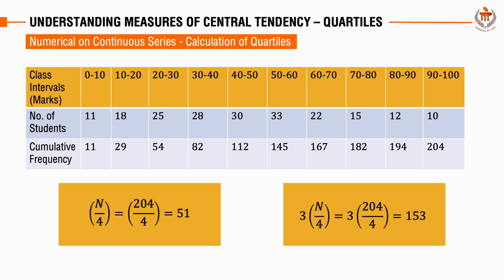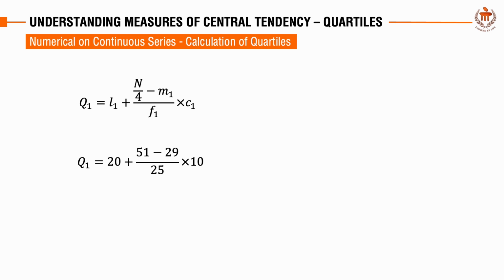So L we understand, H also we understand, and we can understand M also. All the terms we can understand. So this is the formula of Q1. L is 20, the n by 4 is 51. The cumulative frequency before that is 29, and the frequency for the corresponding class interval was 25. So we can solve this question to find the value of Q1, and the value we get for Q1 is 28.8.